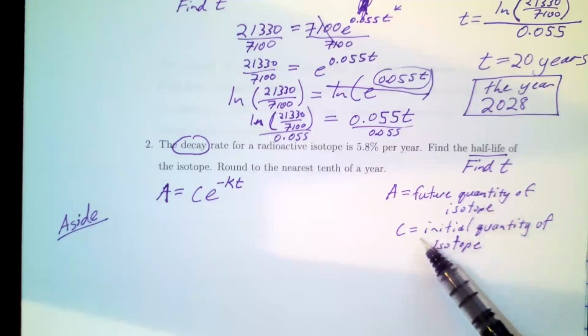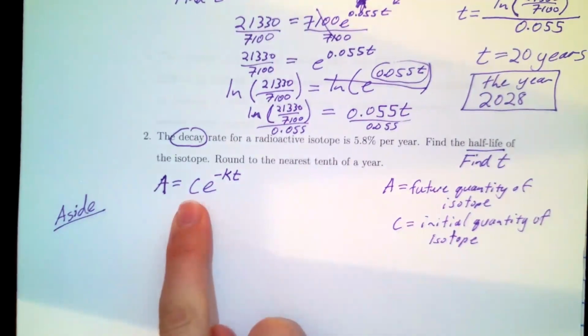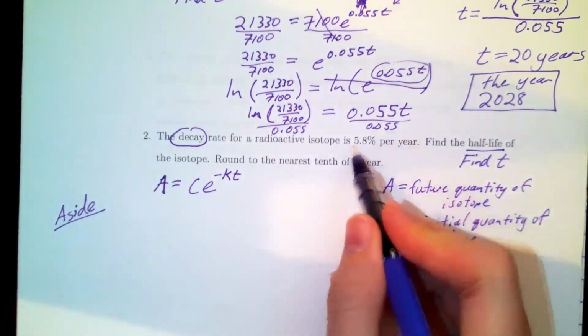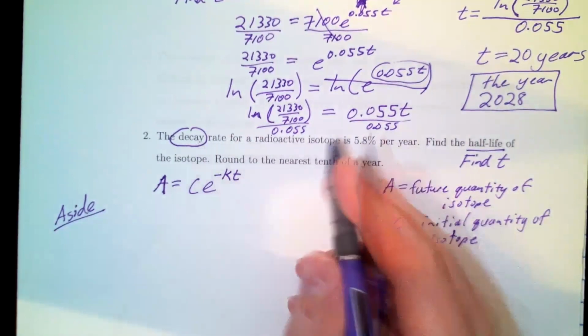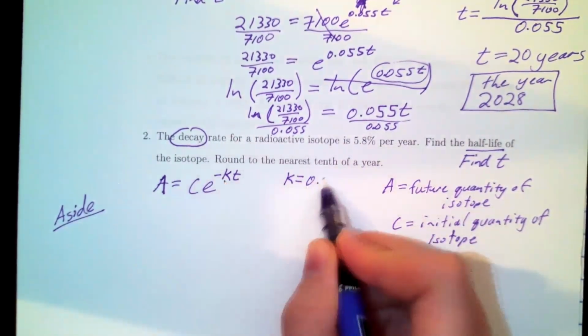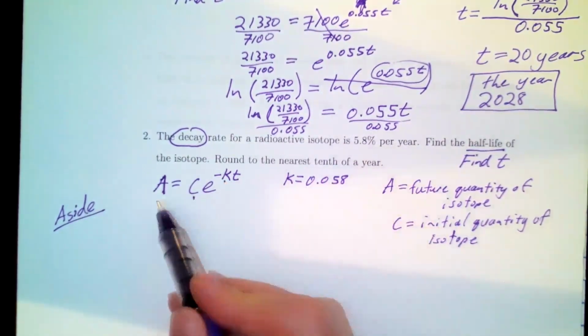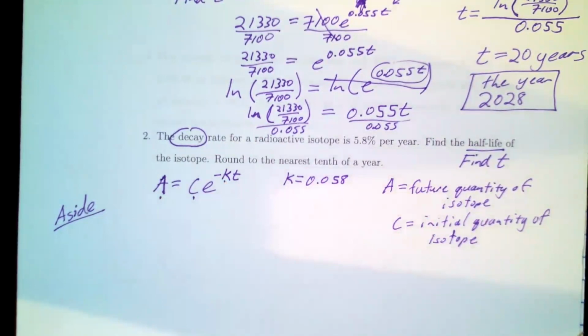I don't know what my initial amount of my isotope was, so there's no way for me to know what that future value would be. So I have to get a little tricky and clever with how I handle this formula. They did tell me K, at least. They said that the decay rate was 5.8% per year. So K, right here, is 0.058. But I don't know C, and I can't find A.